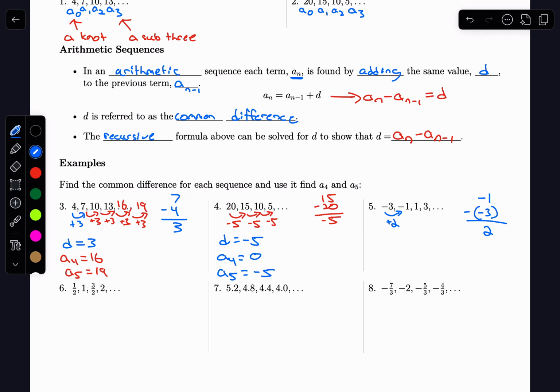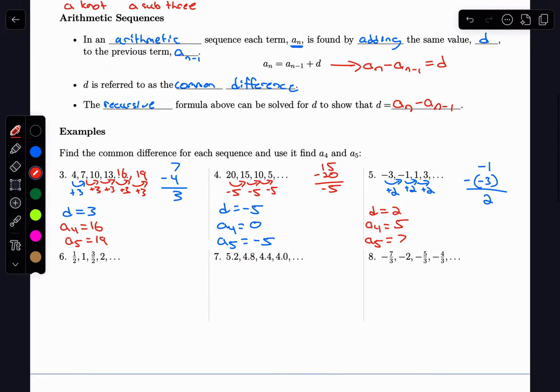So my common difference is positive 2. I can double check that by doing negative 1 plus 2 gives me positive 1. Positive 1 plus 2 gives me positive 3, so this is definitely working. So I can just go ahead here and say d is equal to 2. And then now we need to find the next two terms by just continuing to add 2. So a sub 4 is going to be equal to 3 plus 2, which is 5. And a sub 5 is going to be equal to 5 plus 2, which is 7.